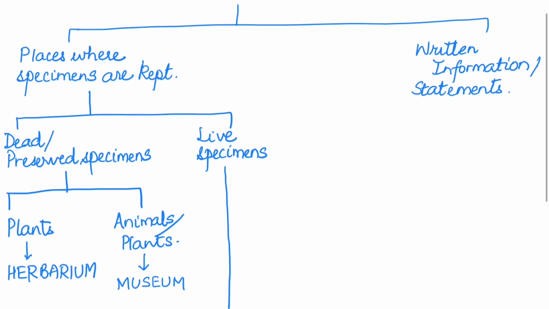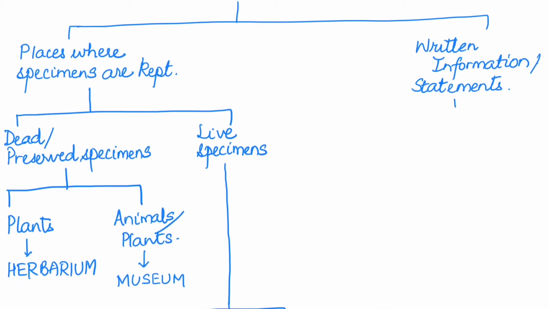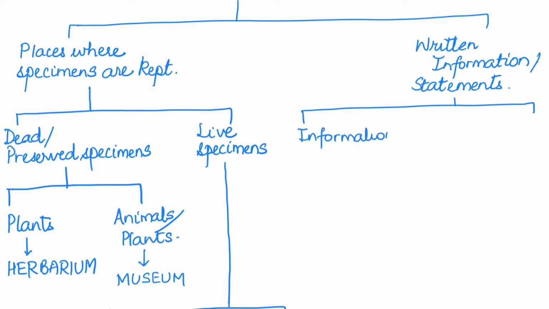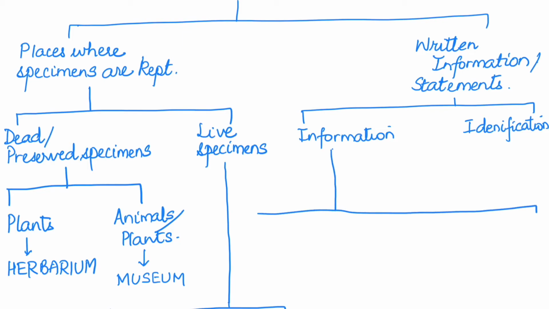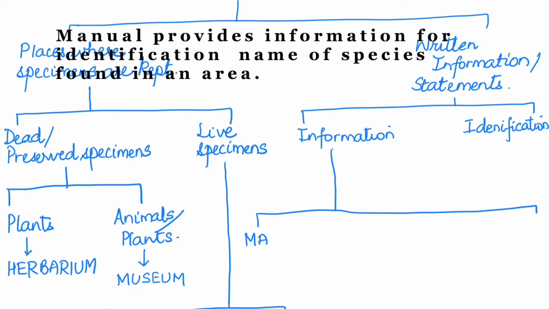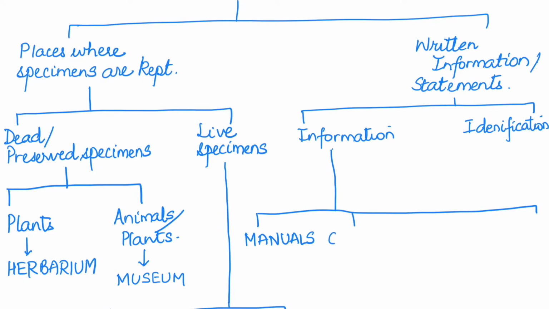Next, let us come to the written information part. So when we talk of written information, these are either for giving some kind of information about a particular group, a species, or different organisms in a particular area, or they are used for identification. Now, the ones that we consider for information is the ones where we have some kind of written things in a particular manner. So under this, we can put it as the first one, which we call manuals. Manuals are the ones that provide information for identifying the name of a species found in a particular area.